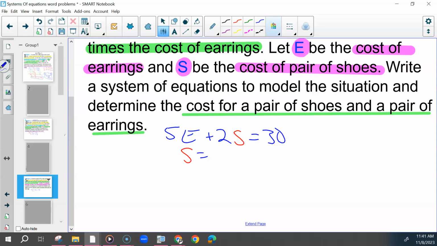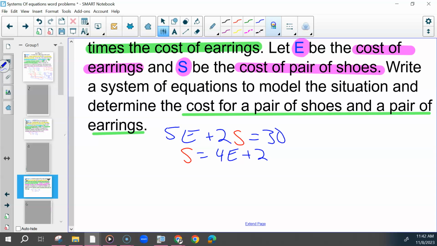How would I set up this equation? How would I say 2 more than? 4E plus 2. I'm multiplying, guys, I need you to be quiet. I'm multiplying the 4 to E, 4 times the cost of earrings, plus the 2 more than, we're adding 2.